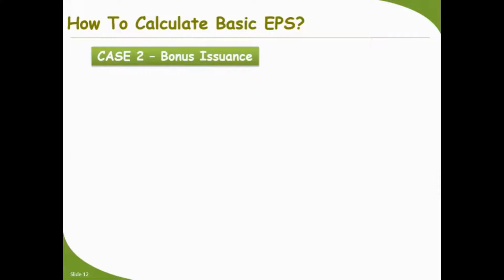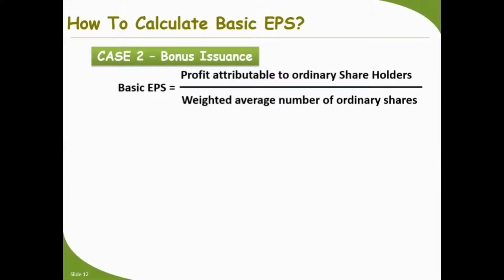Okay, so for that case, companies have two possibilities: either bonus issuance or rights issuance. First of all, I'm going to discuss bonus issuance. If it is bonus issuance, in that case, the EPS calculation formula is the same: profit attributable to ordinary shareholders divided by weighted average number of ordinary shares.